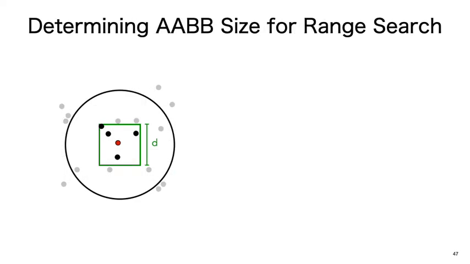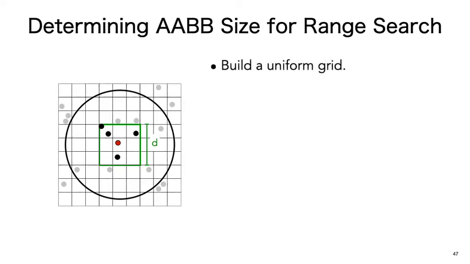The one problem that we haven't talked about is how do we determine the AABB size for a query? And this would actually vary depending on the search type. So I'm going to talk about how to determine AABB size for a range search. And the goal here is to find the smallest AABB that actually contains k neighbors. And the idea is to create a uniform grid over the scene, and we start from the central cell and iteratively grow and collect neighbors until we get the k neighbors.